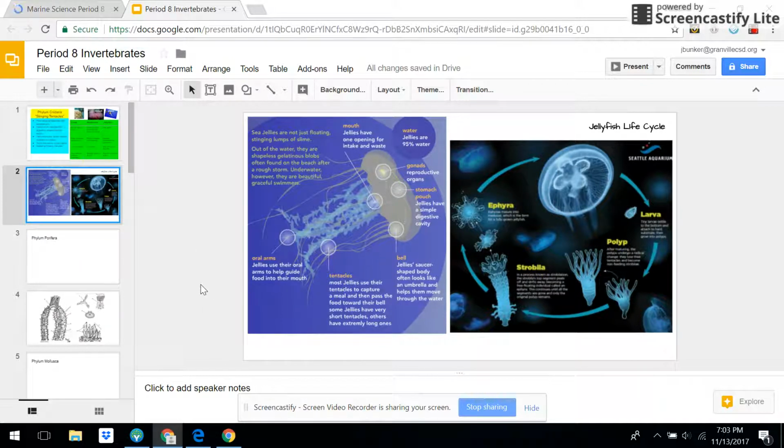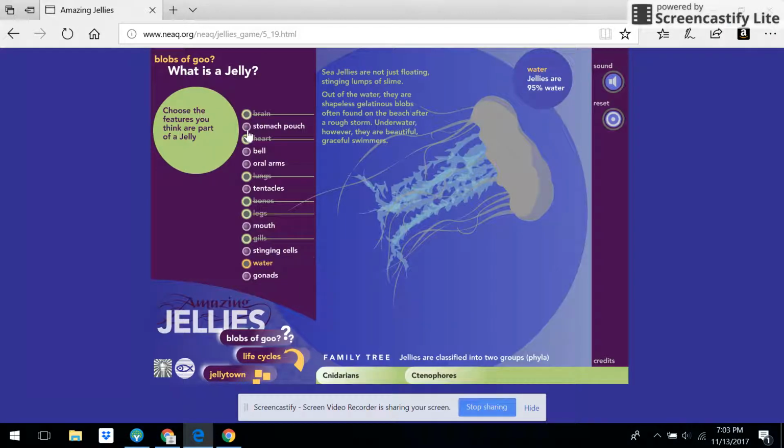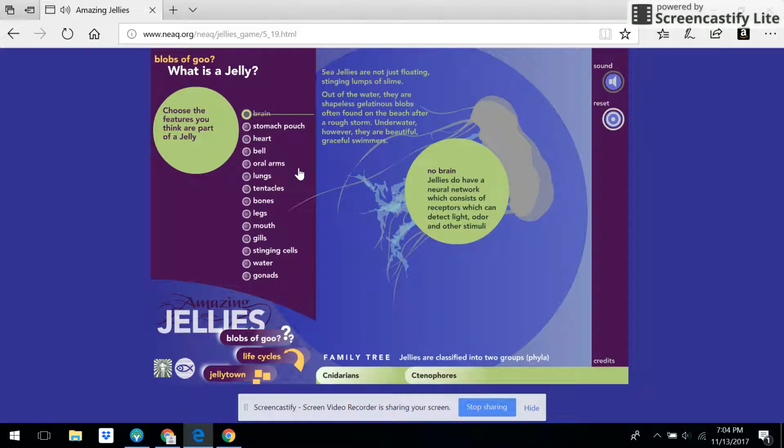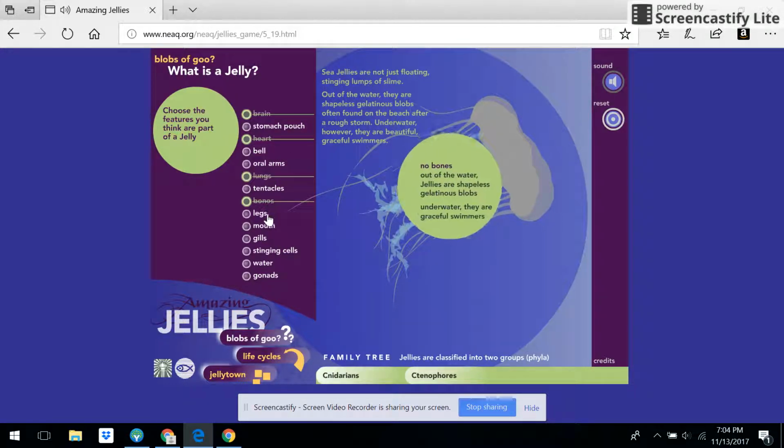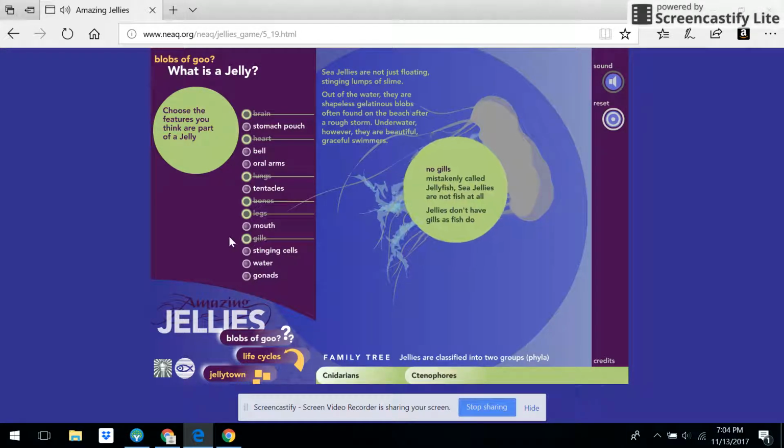So here's where you're going to want to go to the website I am posting on Classroom, the Amazing Jellies. I have to go to a different window for it. What do they have and what do they not have? If you click through, you will see they do not have a brain, no heart, no lungs, no bones, legs, or gills. So those are parts that you will not find in a jellyfish.